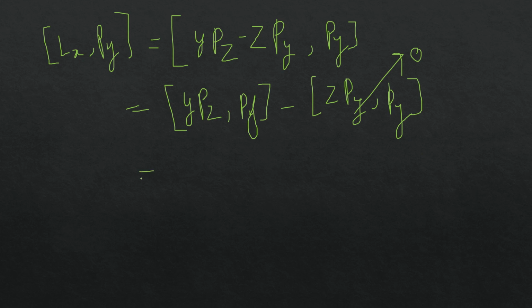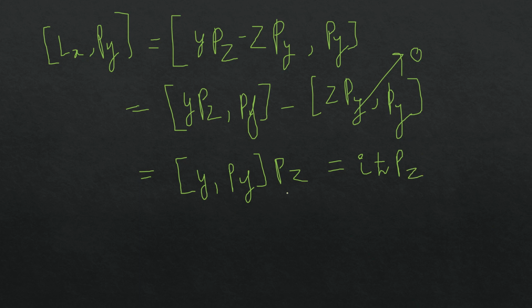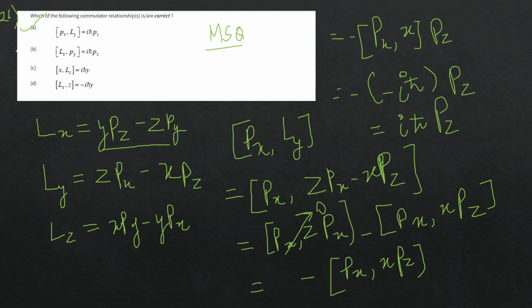So what I will take out is pz. So this will be [y, py] pz. So [y, py] is iħ, so the answer is iħ pz. Why am I taking pz out? Because [y, pz] is zero, so [y, py] is only there, and [y, py] is iħ. Pz is a pz. Yeah, this is also correct.